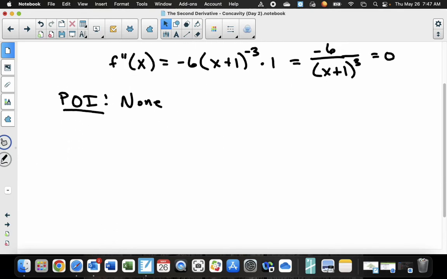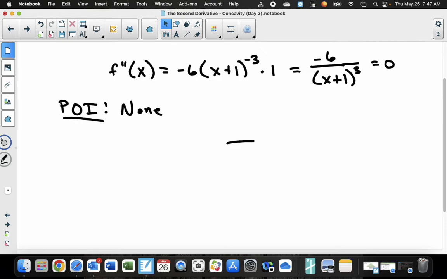So if we go back, and again, we do the number line with negative 1, but now using our second derivative. And we can plug in and see what's happening. So let's say I plug in negative 2. We have a negative numerator. If I plug in negative 2, I'll get a negative in parentheses raised to the third power, which means I'll get a negative in the denominator. Negative divided by negative gives you a positive answer, which means to the left of the asymptote, it's concave up.